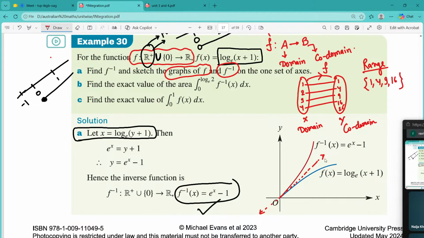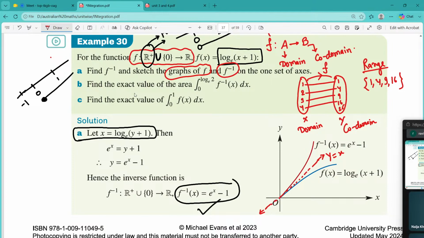Yes, they are symmetrical with respect to the line y is equal to x. It is just like the mirror image of the red curve with respect to the y is equal to x line, or we can say the mirror image of the blue curve with respect to the y is equal to x line. This is extra information you must know.